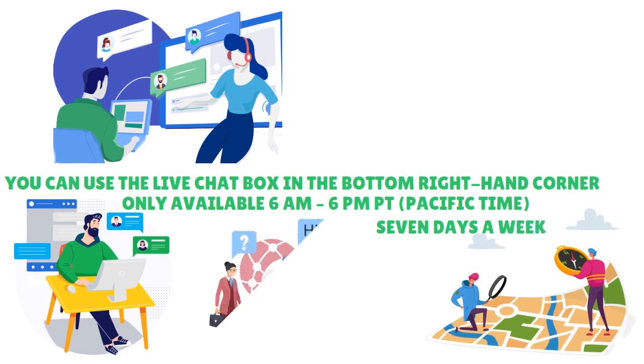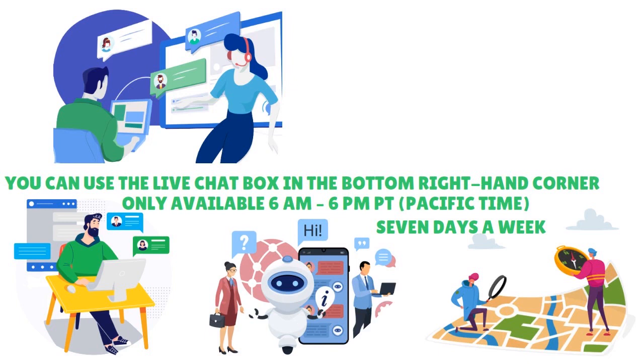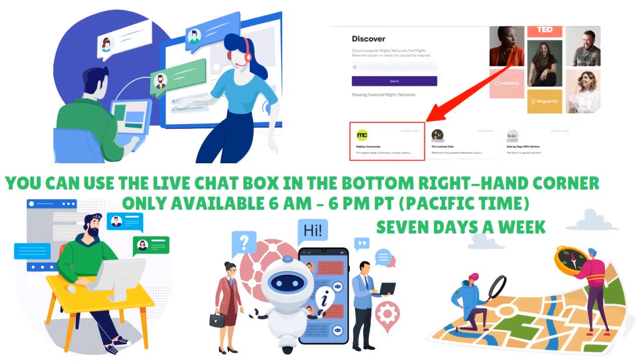And the thing is, if you can't get hold of a live agent, you can try your luck with the AI chatbot to see if it can find an answer to your query. Or you can also look to the Mighty community. It's free to join, and there are often some staff members online that can help you. Okay, so this is kind of cool.